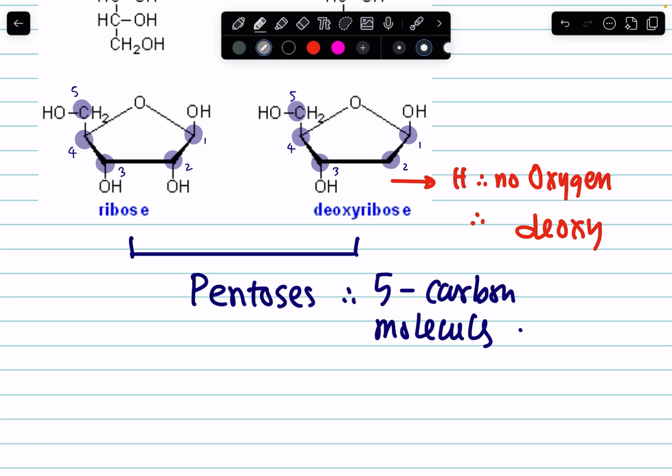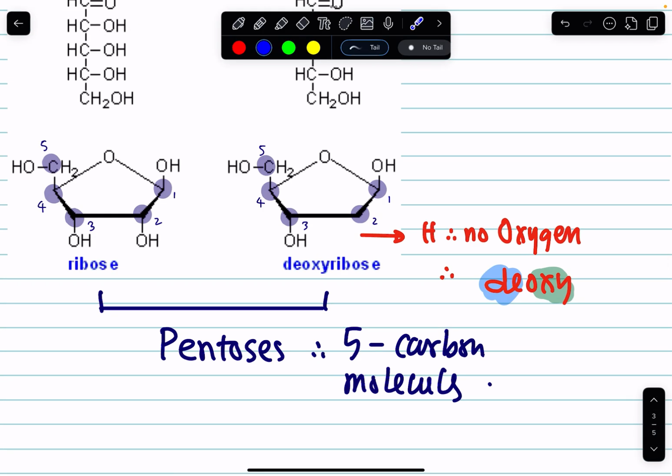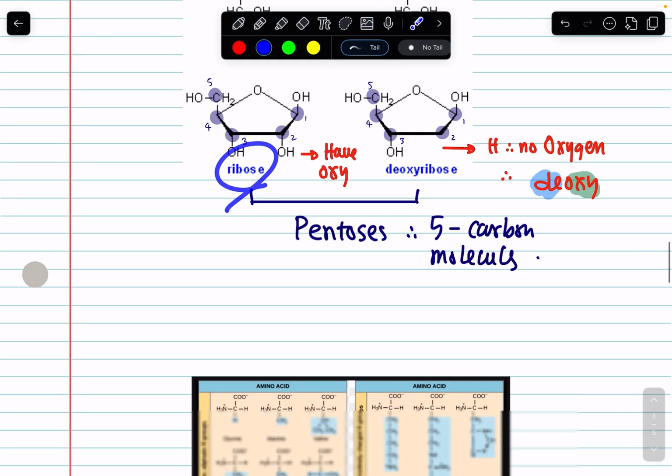Remember, oxy means oxygen, D means no or absent. If at carbon number 2 you have no oxygen, the sugar or the pentose is called deoxyribose. Okay, these are pentoses. So deoxyribose is one, and then you have ribose. If, however, you have oxygen, you're not deoxy, you're just simply ribose.